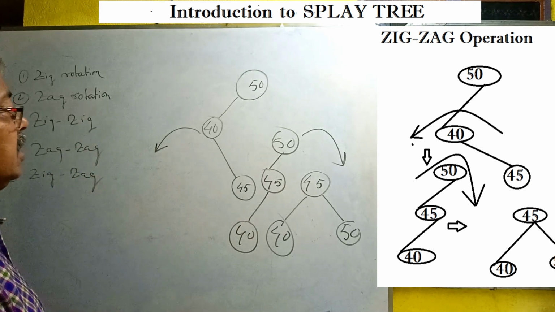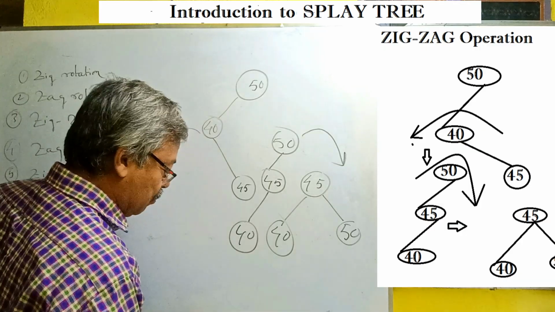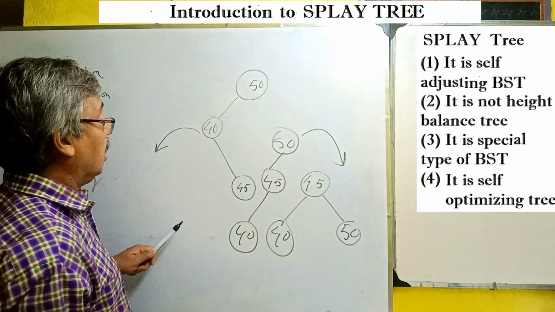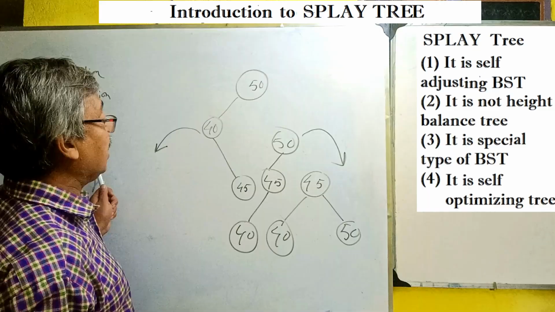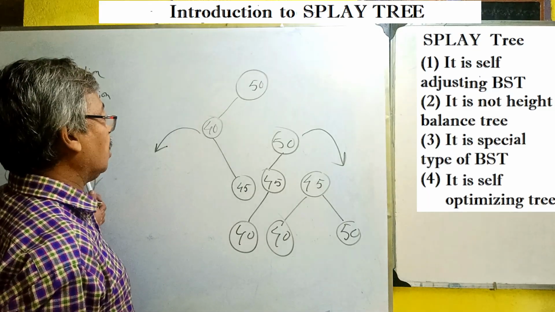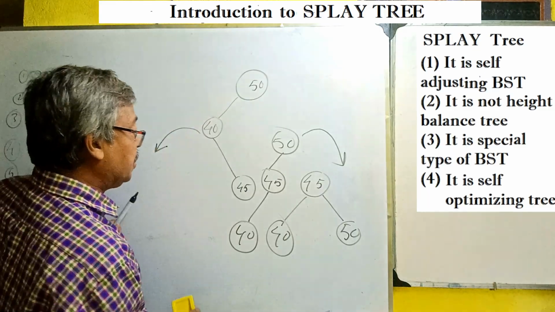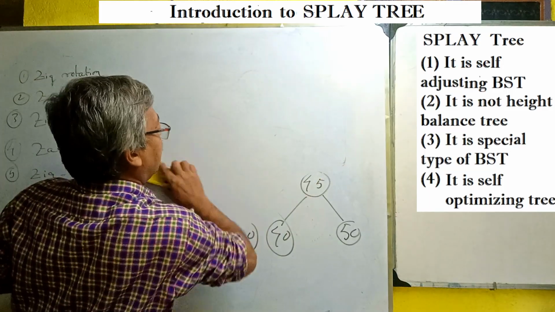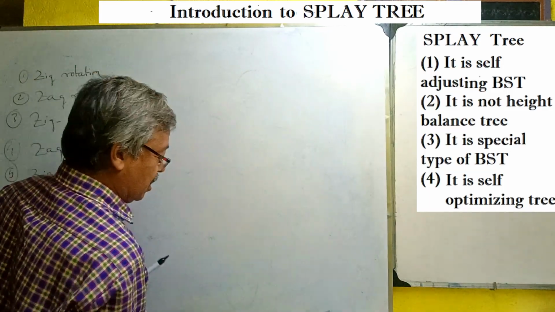So, the operation name is jig-jack operation. After performing the jig-jack operation, the leaf node is placed at the root position of the tree. Now, I'm coming to another operation.